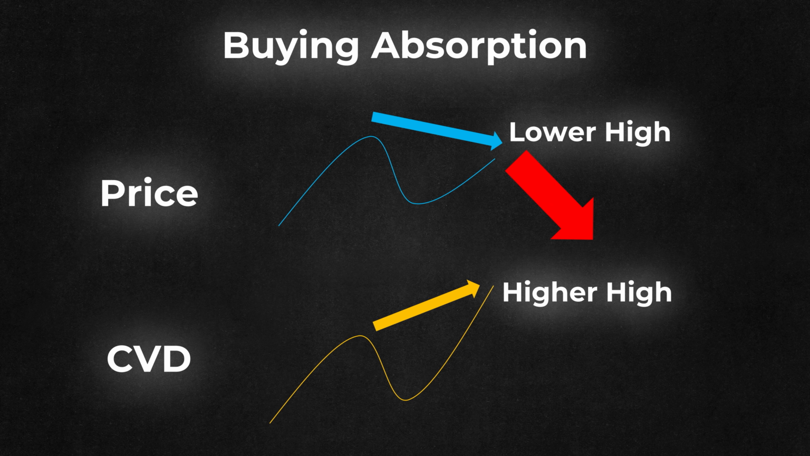If price is making lower highs and the CVD is making higher highs, it means that buyers are trying to go up, but sellers are absorbing them. So this movement is not being represented in price action. This is also an indication that price will go down. This is the buying absorption pattern.